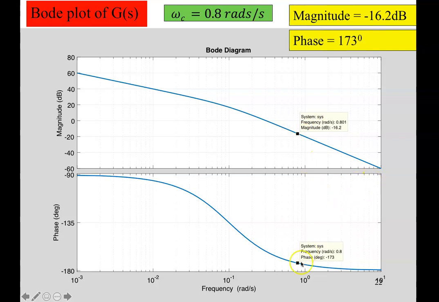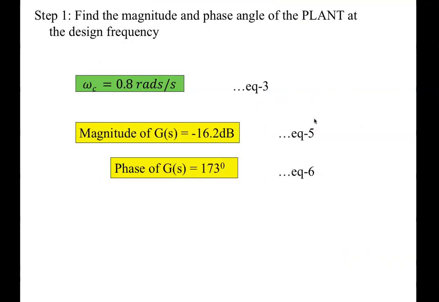So I go to the design frequency, not the current crossover frequency, okay? Because we have a new requirement there. We want crossover frequency at 0.8. So you go to 0.8, read the values out of the magnitude, read the values out of the phase angle, or estimate if you have a plot. Because I have access to a computer, I have exactly the values there. I know how to use MATLAB. So read values out at 0.8. I have minus 16.2 dB. I have minus 173 degrees. That's step number 1.